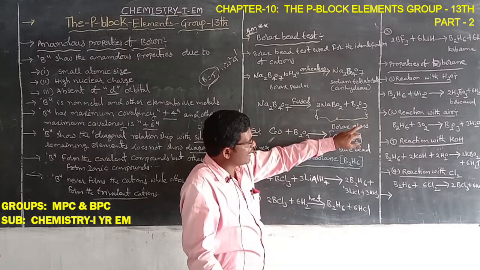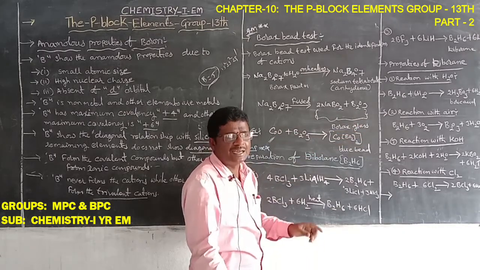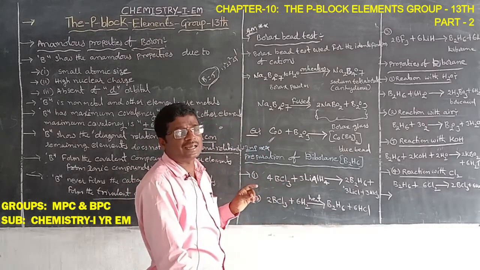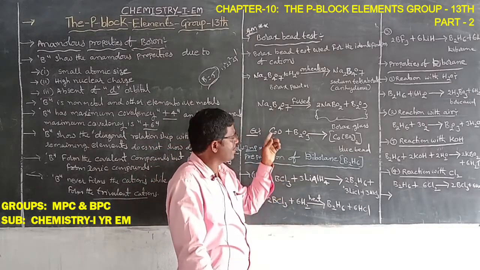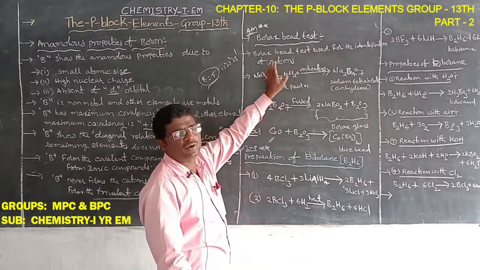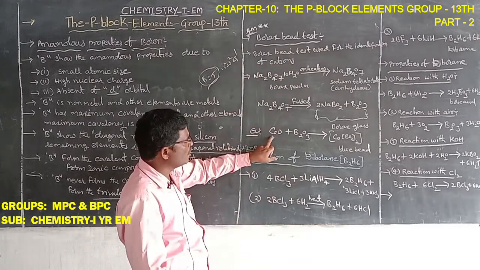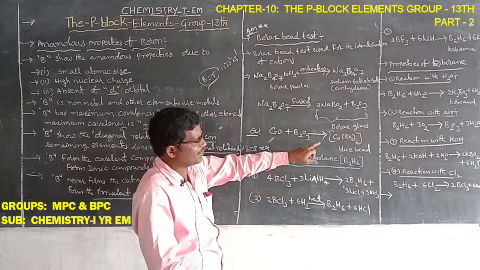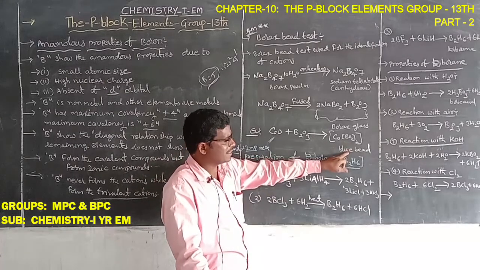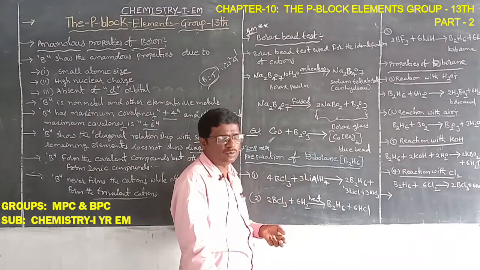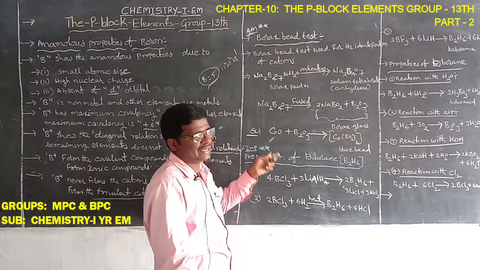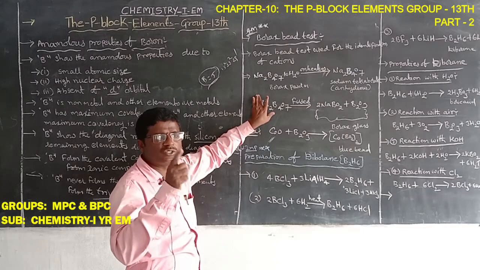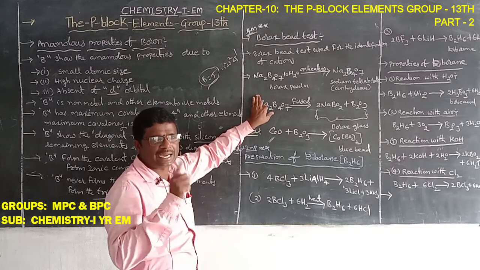Borax glass contains boron trioxide, which reacts with metal oxides to form a colored metaborate as a color bead. It is also known as the borax bead test. For example, cobalt oxide reacts with boron trioxide to form cobalt metaborate. It gives a blue color bead, which is an example of the borax bead test. Once again, the borax bead test is used for the identification of the cation.